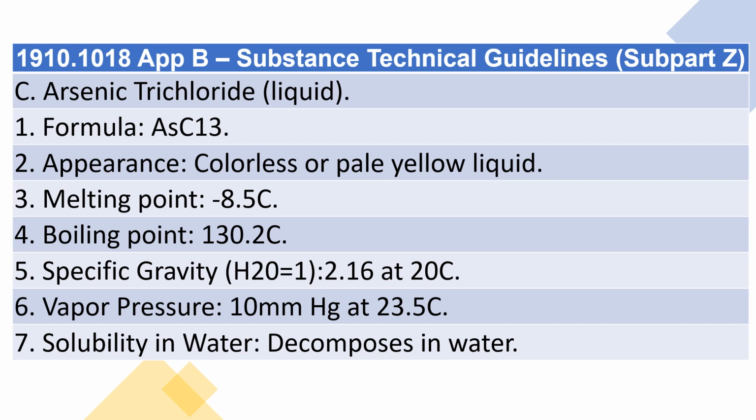Formula, AsCl3. 2. Appearance, colorless or pale yellow liquid. 3. Melting point, -8.5 C. 4. Boiling point, 130.2 C. 5. Specific gravity, H2O equals 12.16 at 20 C. 6. Vapor pressure, 10 millimeters of mercury at 23.5 C. 7. Solubility in water, decomposes in water.